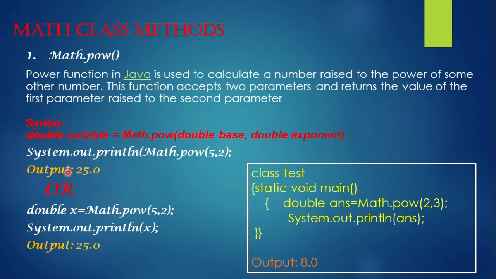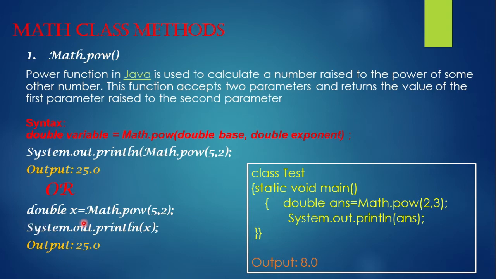But you can see over here, it is not a simple 25 that is displayed. It is displayed as 25.0. There is a reason. Why? Because the return type of the function is double. So a double value is always returned with a point and some decimal number. So 25.0 comes.